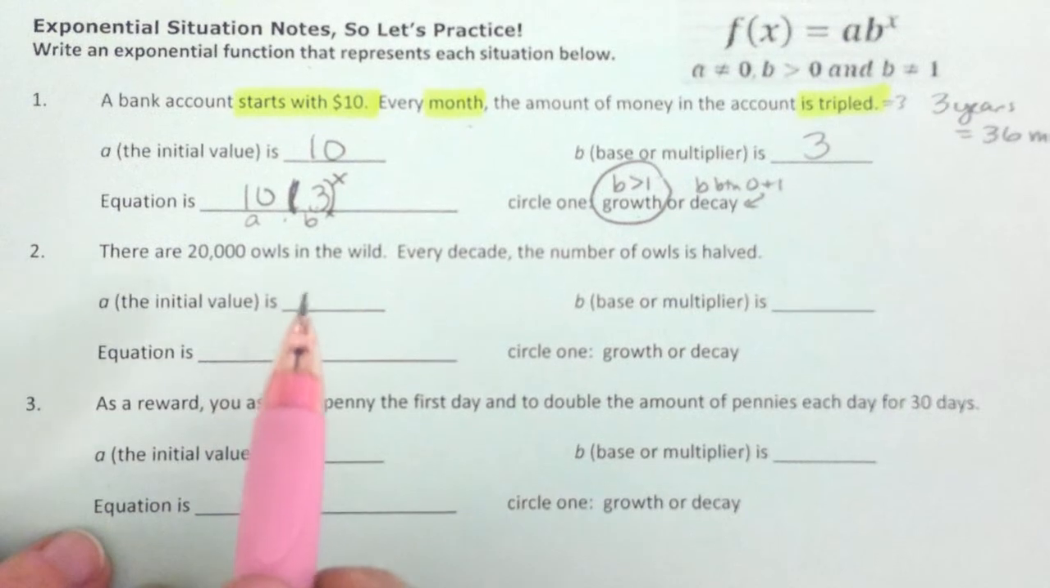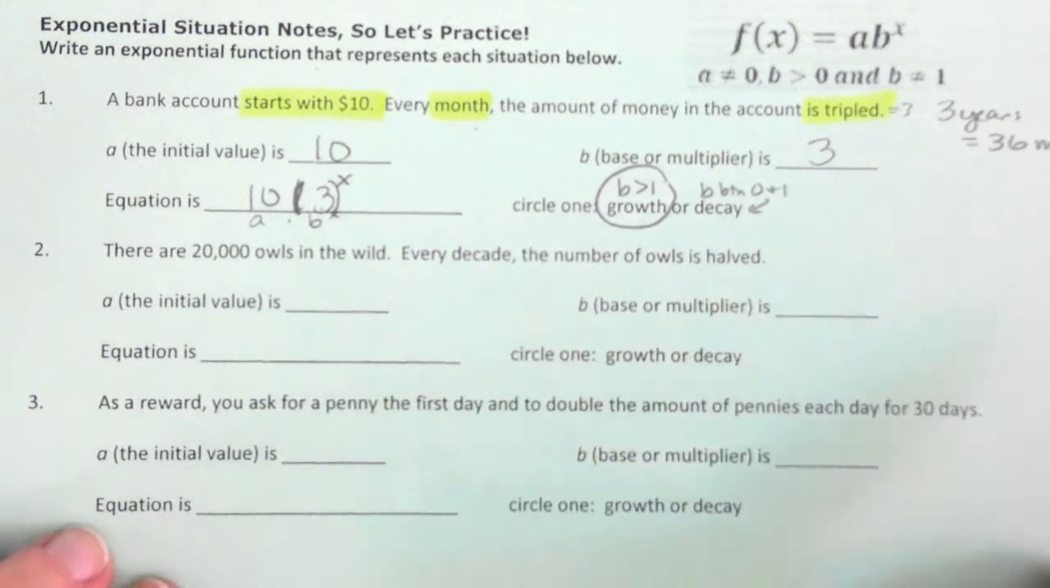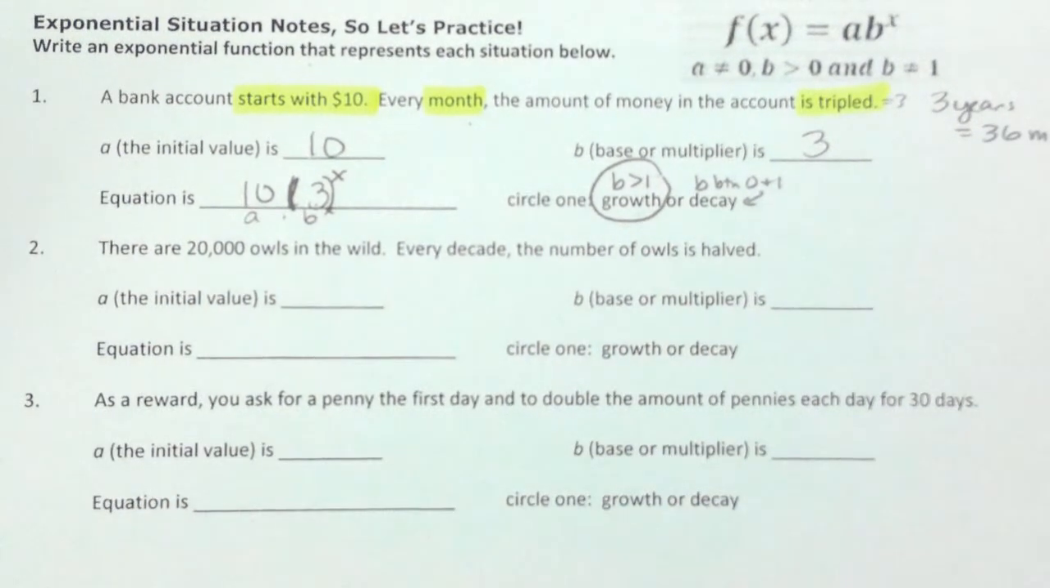Okay? We're going to pause for a second. I want you guys to try this one. There are 20,000 owls in the wild. Every decade, the number of owls is halved. We're going to take maybe a minute. I'm going to pause it and give you time to find a, b, and the equation, and whether it's growth or decay.